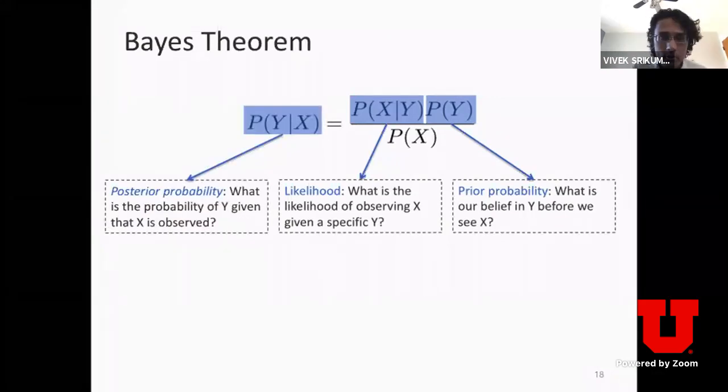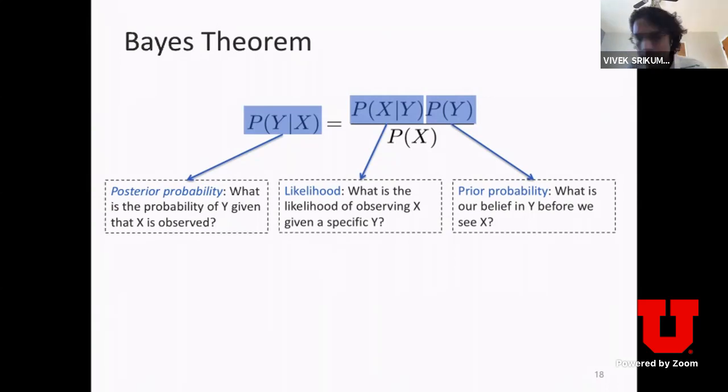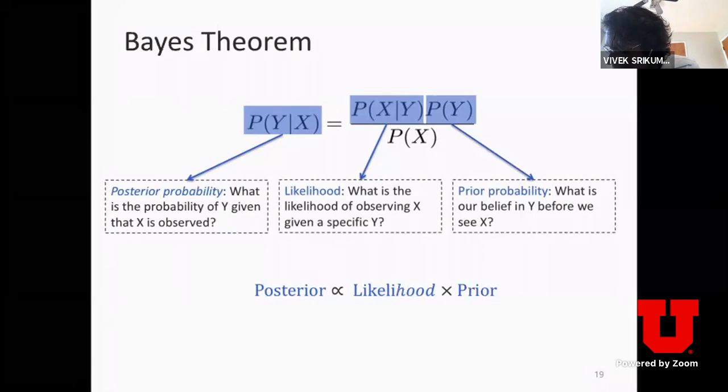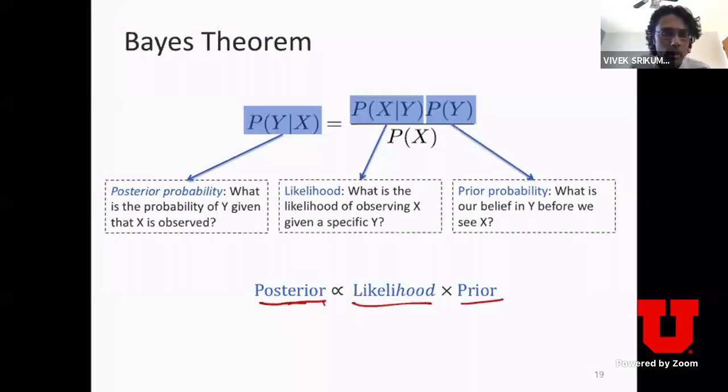The P of Y given X is called the posterior probability. What's the probability of Y knowing that X has been observed? So in some sense, you can think of the Bayes rule as a way of inferring the posterior given the likelihood and the prior. So let me walk you through what I mean by that.